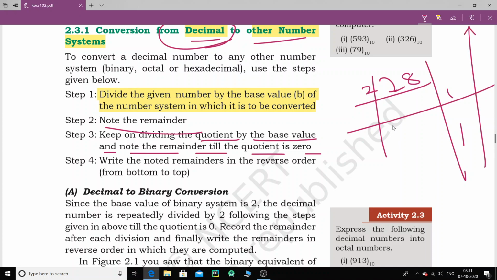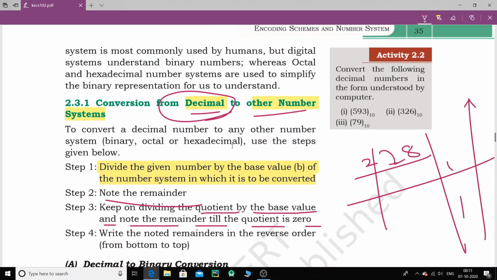That's the approach. So always remember, from your exam point of view, any decimal number, if it is to be converted into any other number system, basically there will be three: the binary number system, the octal, and the hexa. So decimal to binary, divide by 2; decimal to octal, divide by 8; decimal to hexa, divide by 16. Please keep this in your mind.